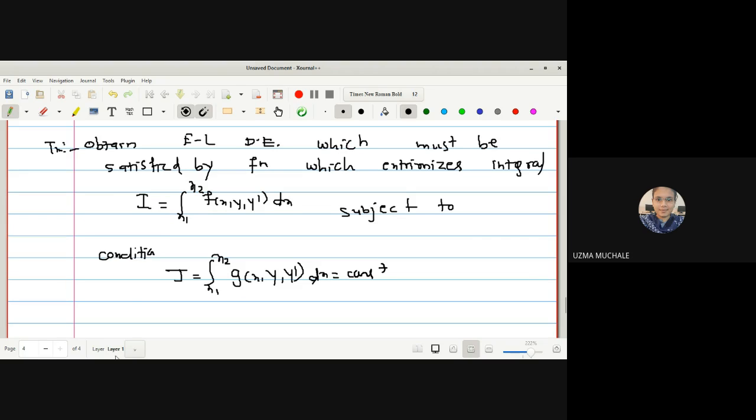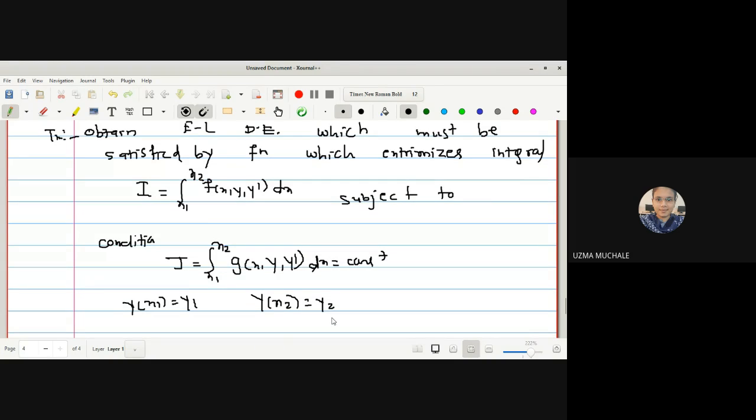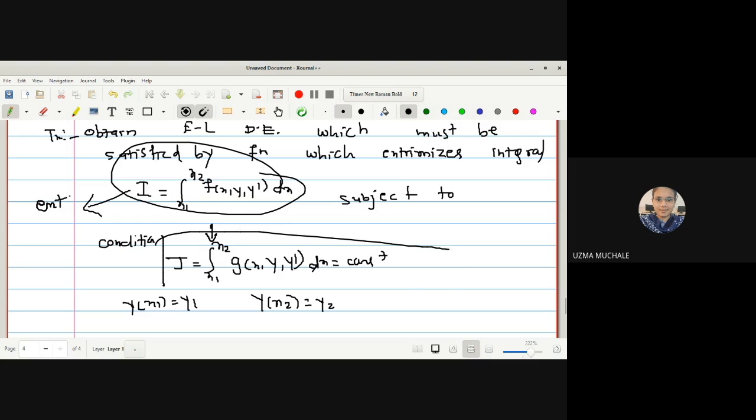Next, what is the next condition given? y of x1 equals y1, that is, endpoints are given. y of x2 is equal to y2. Okay, so in this way, we have to find the extremization of integral I under the condition J.